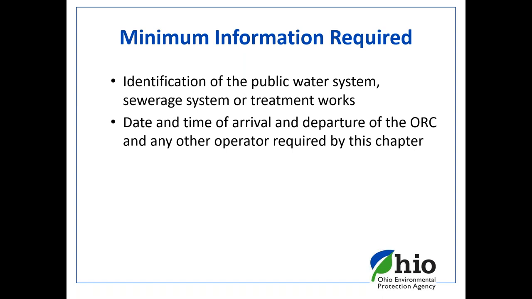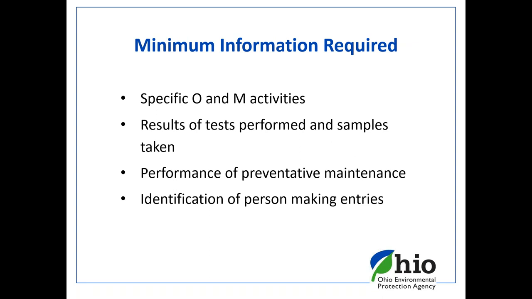The minimum information to have in your logbook is the identification of the public water system, the sewerage system, or the treatment works. It has to be on there somewhere. You have to have the date and time of arrival and departure of the operator of record and any other operator required by this chapter, that would be like your backup operator if he's serving as the operator of record. You're supposed to include specific operation and maintenance activities, results of tests performed and samples taken, unless those are on a bench sheet, then they can be on a bench sheet. Performance of preventive maintenance that has occurred, and then an identification of the person making the entries.